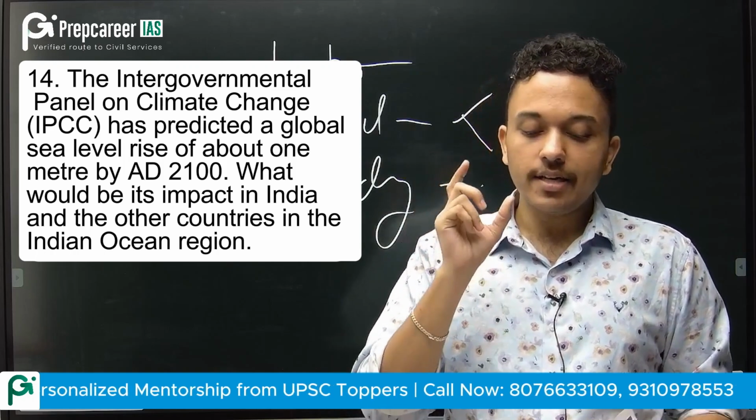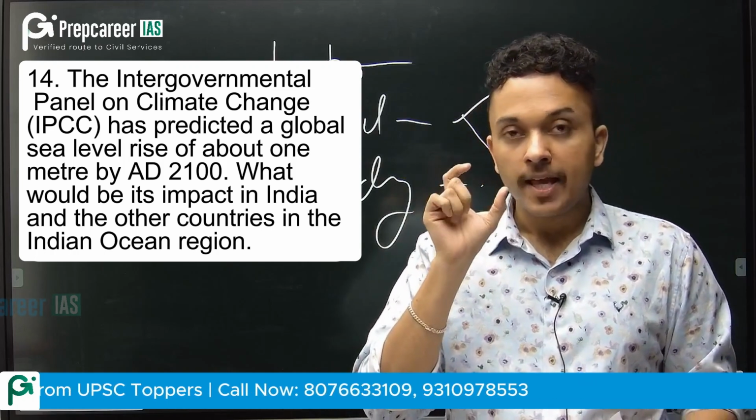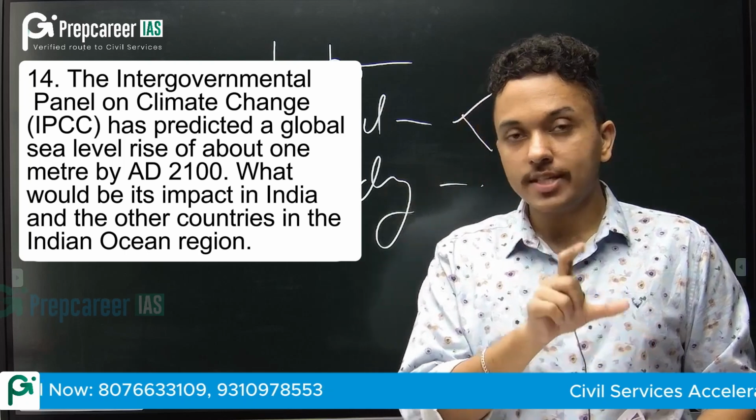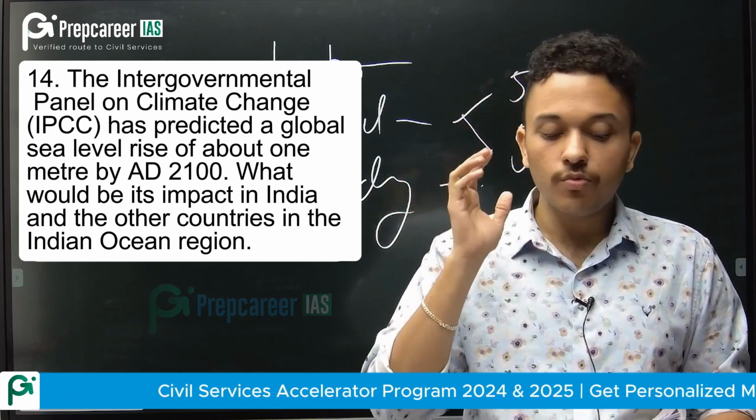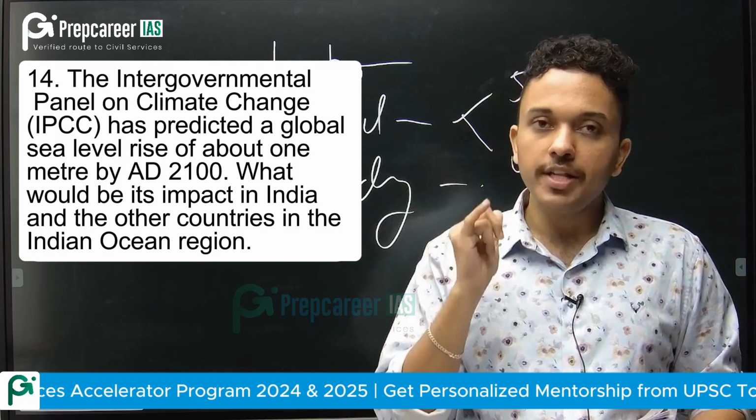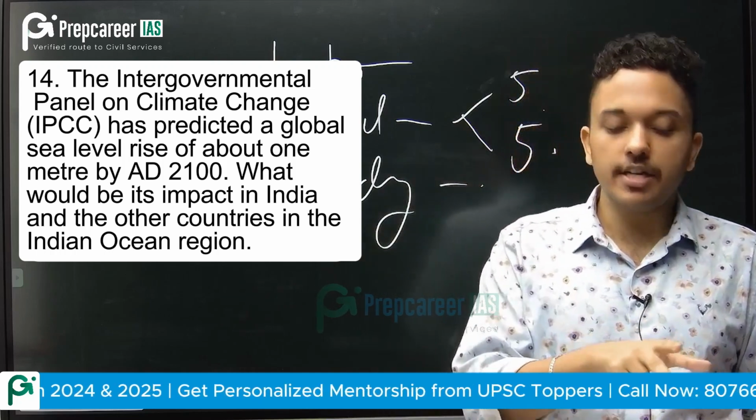The first part of the question is a statement that IPCC has predicted a global sea level rise of about 1 meter. The second part is what would be the impact on India and other Indian Ocean regions.